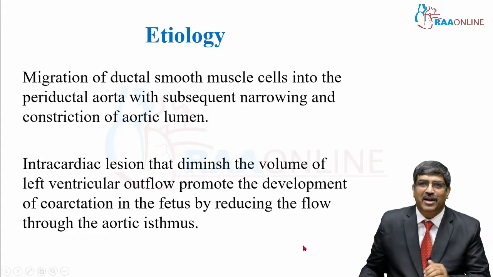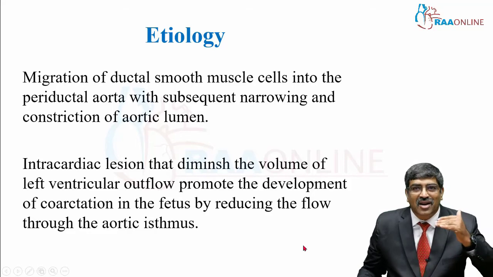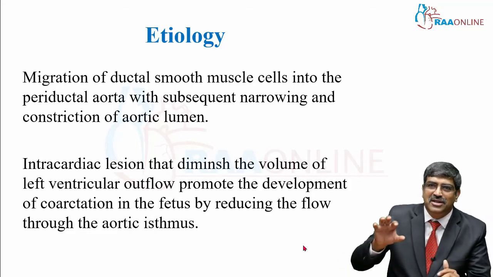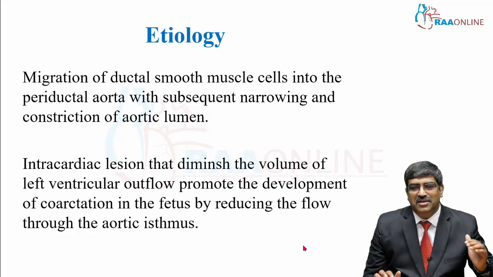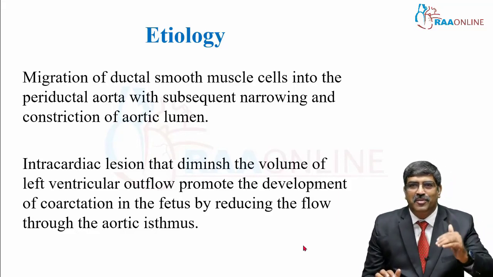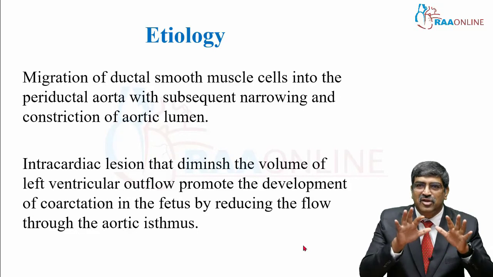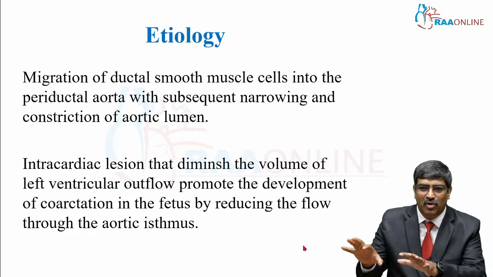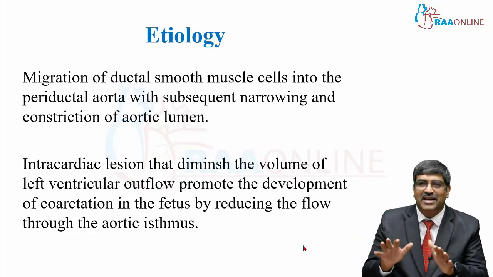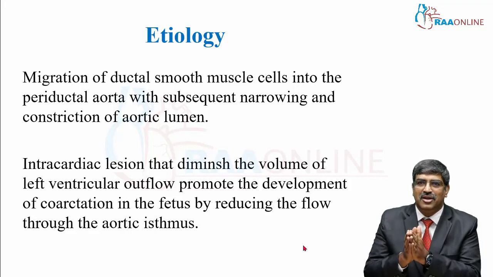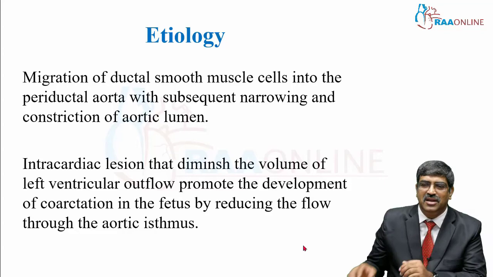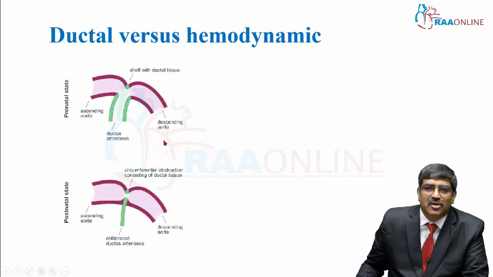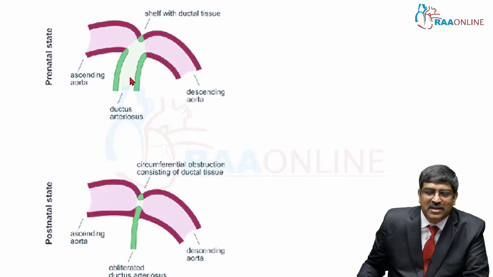In the hemodynamic theory, there are intracardiac anomalies which prevent forward flow into the aorta. That means the flow across the aorta is going to be less. The theory is that if there is no flow of blood, there is no growth. So the intracardiac lesion restricts the flow and the aorta doesn't develop normally, and there is an obstruction across the aorta.